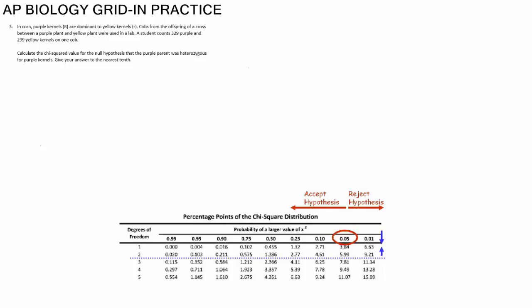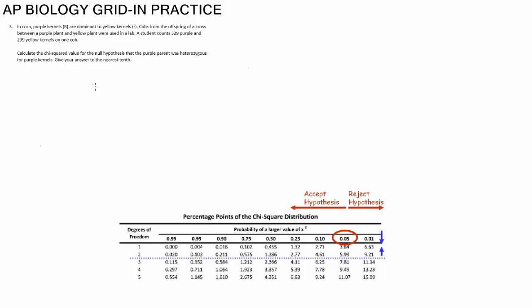In this next problem, we're going to be looking at a simple Punnett square again, this time bringing in chi-square analysis based on our expectations for what we should find versus what we actually do. And so we're looking at corn. We have purple kernels and yellow kernels. A student counts 329 purple, 299 yellow. And we're supposed to calculate the chi-square value for the null hypothesis that the purple parent was heterozygous for purple kernels.